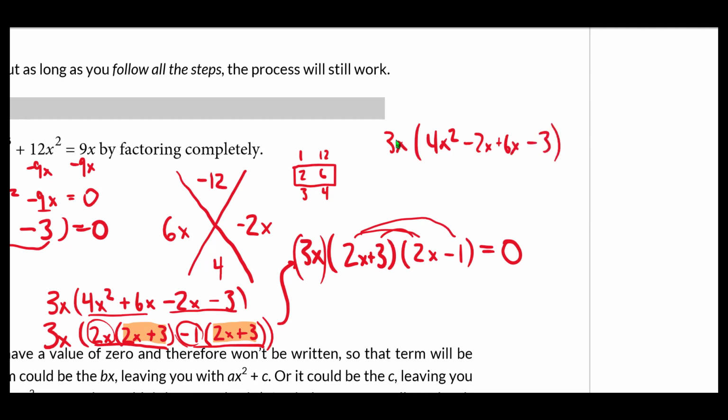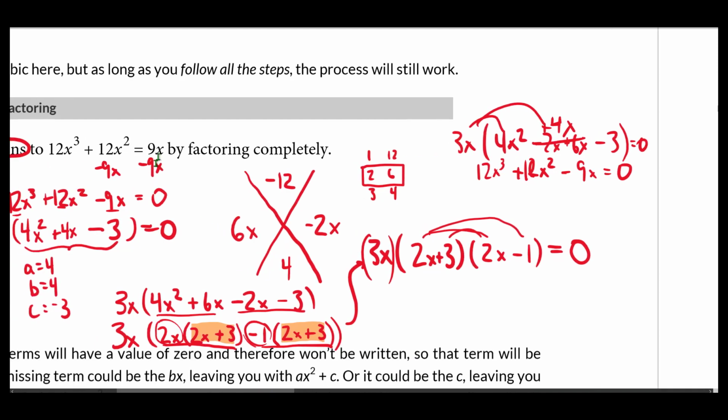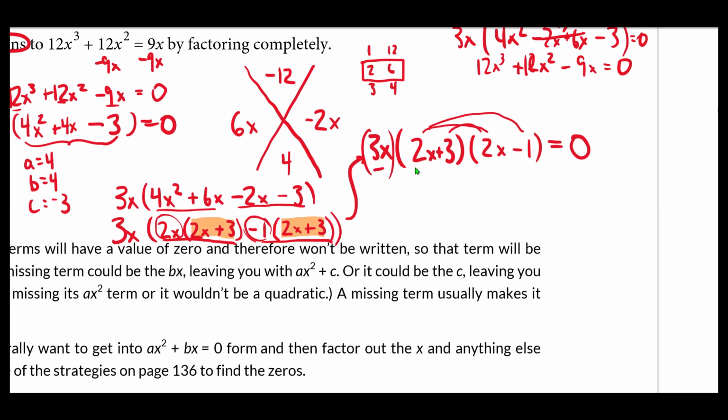If I then distribute that 3x, I get 12x cubed. Actually, let me just combine these. So this is just going to be positive 4x. So that's 3x times 4x, which is positive 12x squared, and then 3x times negative 3, which is negative 9x. And of course on the right I'd still have that 0, and that does look exactly like what I started with. That was the original equation here, 12x cubed plus 12x squared minus 9x. So the factors are correct. These three factors, 1, 2, 3, those are correct.